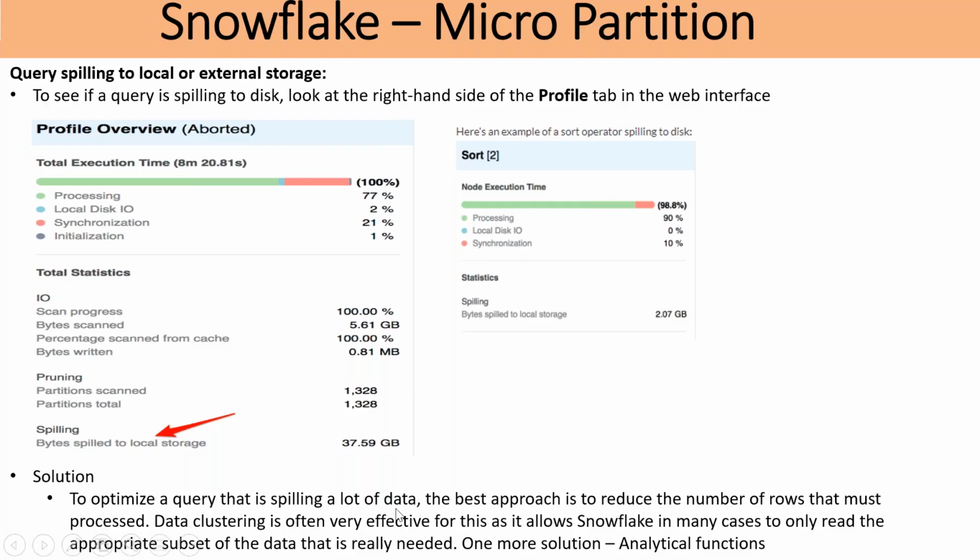To optimize a query that is spilling a lot of data, the best approach is to reduce the number of rows that must be processed. Try to see the filters and try to see why this much data is being aggregated or ordered, or too many things on a complex query. Data clustering is often very effective for this, as it allows Snowflake in many cases to only read the appropriate subset of data that is really needed. The data is not properly ordered, and data clustering only comes into the picture when it's multi-terabyte of data. The other solution is to use analytical functions on the query. Rather than doing that, if you do analytical functions, you can avoid this kind of scenario. Okay.